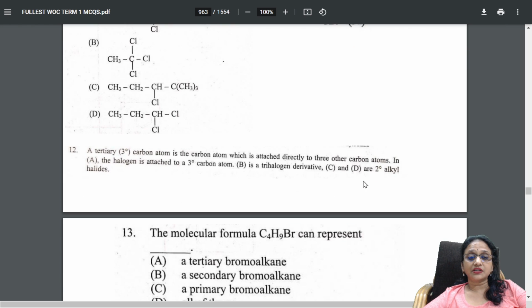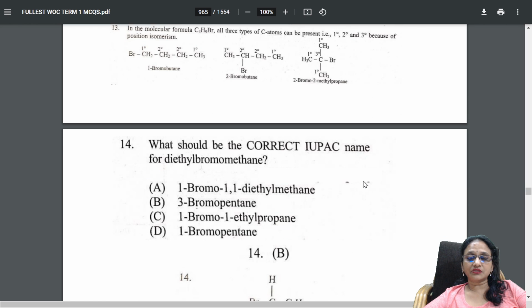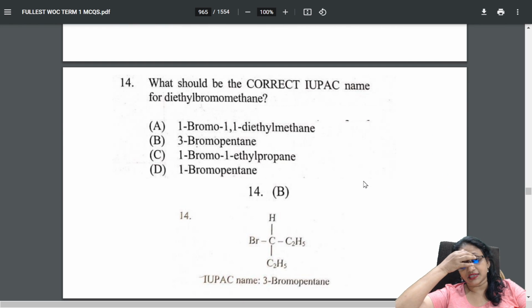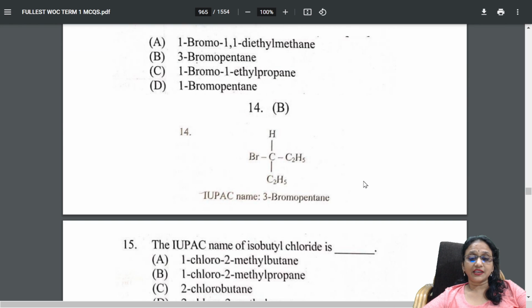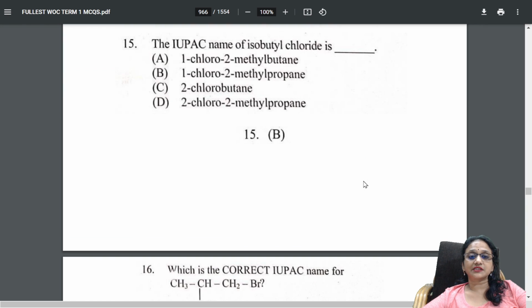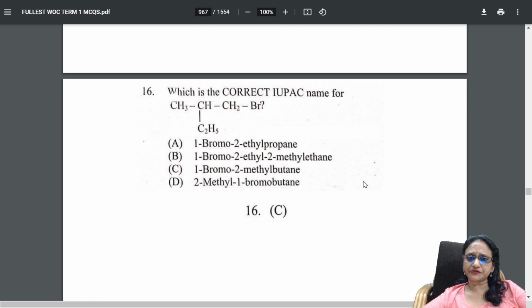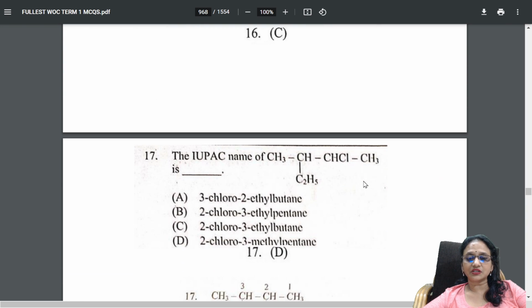I'm there. Any question, anywhere, tell me: ma'am, I didn't understand the 13th question of haloalkanes. Yes, I'm going to answer your question. Ma'am, I didn't understand the 14th question. Yes, I'm going to answer that. So IUPAC nomenclature questions are given, different questions on IUPAC nomenclature.